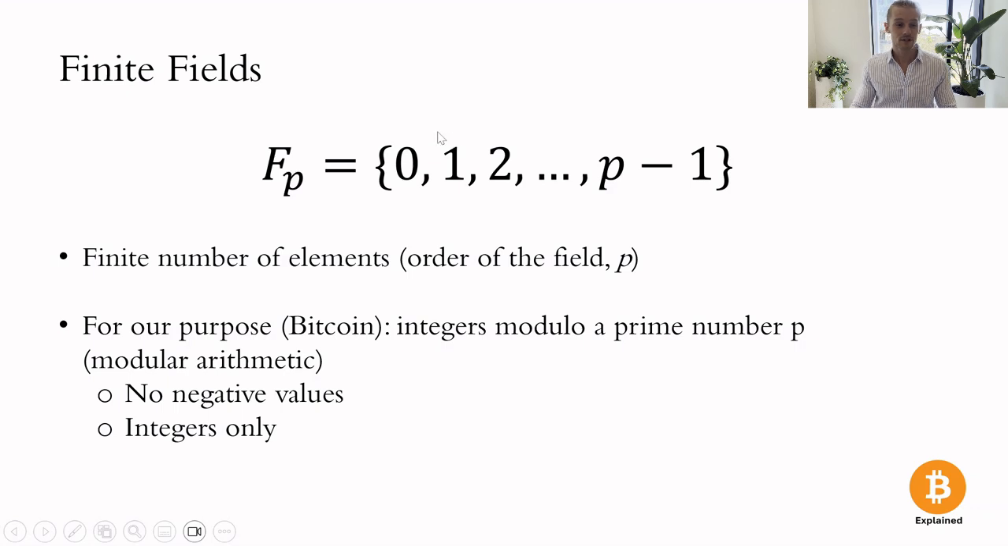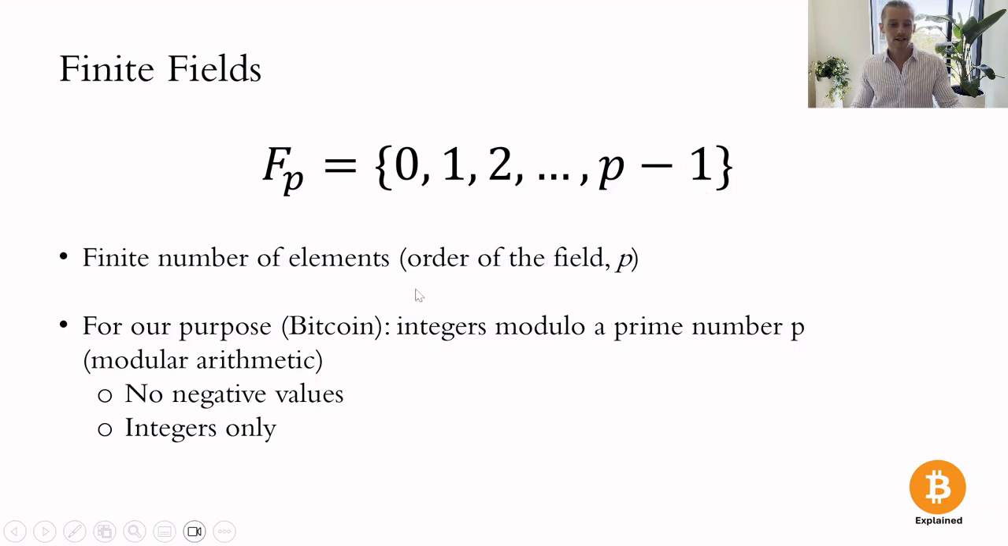In this example, you can see that it always starts with 0 and then increases by 1 all the way to p minus 1. This is p minus 1 because we start with 0. So if we have a finite field of order 29, for example, which is a prime order, then this would be the values 0 all the way to 28.